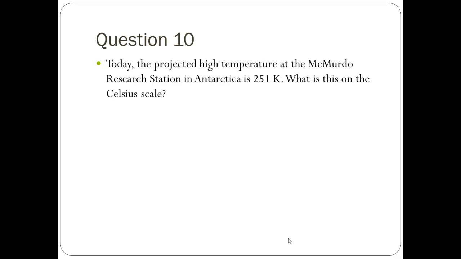And we have question number 10. Today, the projected high temperature at the McMurdo Research Station in Antarctica is 251 Kelvin. What is this on the Celsius scale? So again, calculate that number, put it into your form, and submit that. I have one more short video for you on absolute zero and a couple more questions to answer.